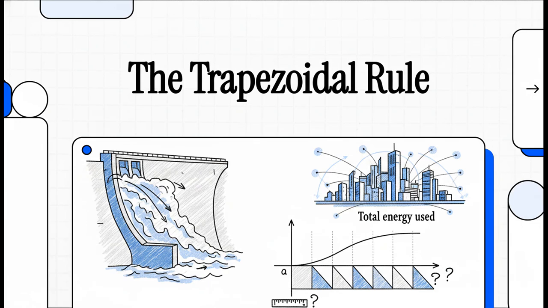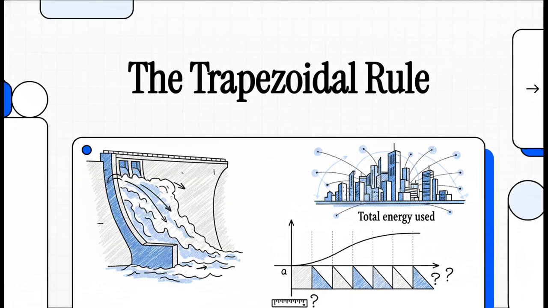Have you ever stopped and wondered how we measure things that seem, well, immeasurable? You know, like the total force of water pushing against a massive curved dam, or all the energy a city uses over a single day. You can't just pull out a ruler for that stuff. So how do we do it? Well, the answer comes from a really elegant and surprisingly simple mathematical idea.